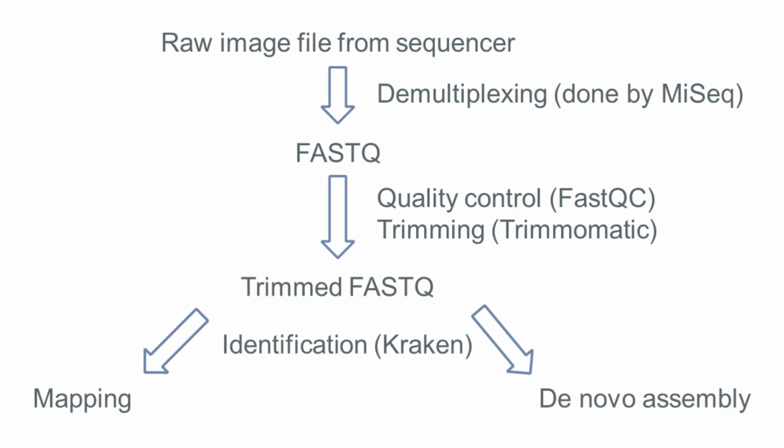The samples then have to go through quality control to check whether the run yielded high quality reads. This is done with FastQC, and to trim the reads that do not meet a certain quality threshold. With the clean FastQ files, you can then identify the contents of the sample with Kraken and continue with mapping and de novo assembly. In this video we will go over the quality control with FastQC.